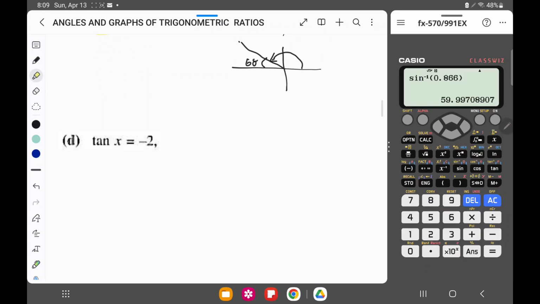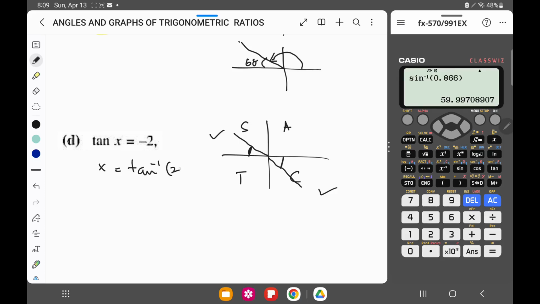Now tan is negative. So you remember CAST: all positive, sine positive in the second, tan positive in the third. So it means that here tan is negative, here tan is negative. Basic angles will be here. If it is in the second quadrant, then it is 180 minus, and if it is in the fourth quadrant, then 360 minus. Okay. Now find the basic angle. x is tan inverse 2. Just find out what it is and then decide what to do next.